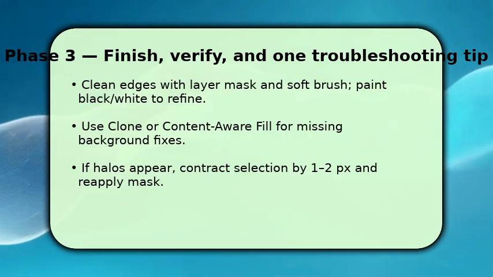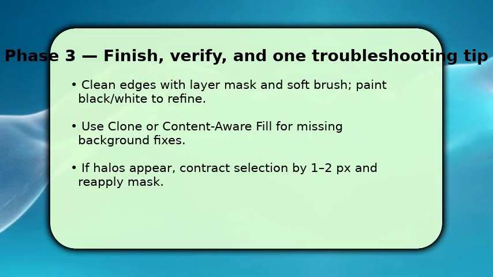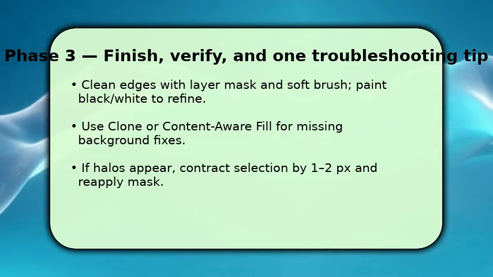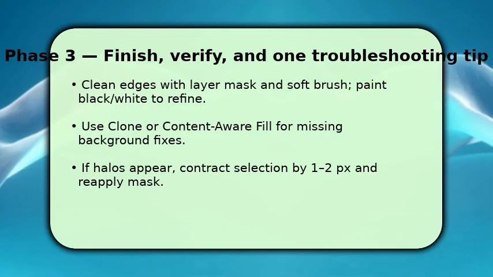If you see unwanted halos, undo the mask, contract the selection by 1 to 2 pixels, then reapply the mask. This removes light fringe and tightens the edge for a cleaner composite.